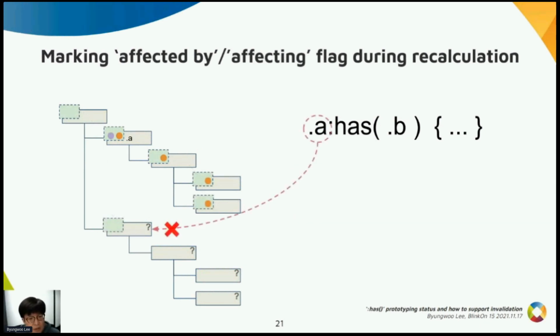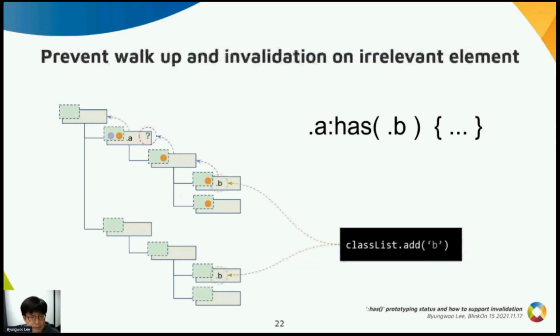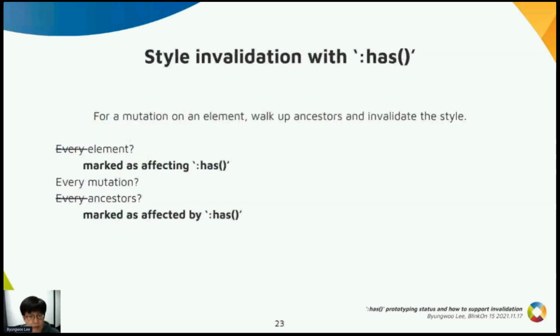So we can get information about :has invalidation from the computed style of each element after the recalculation is finished. Then we can skip invalidation of irrelevant ancestors if the ancestor is not affected by :has. And we can skip walking up from the irrelevant element if the element is not affecting :has. So with this approach, we can add these two filtering conditions for the changed element and for the ancestor element.